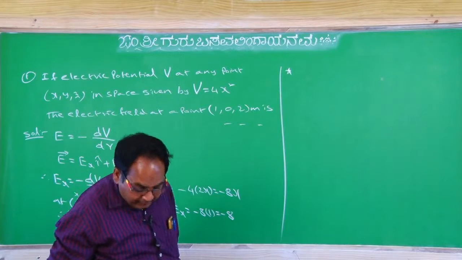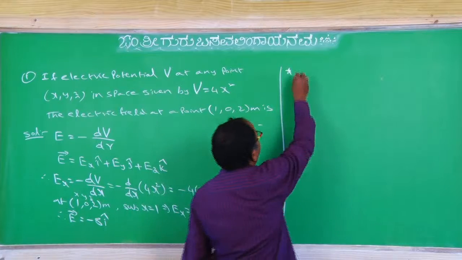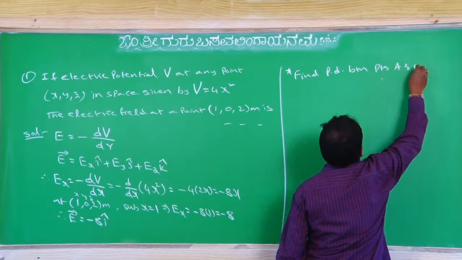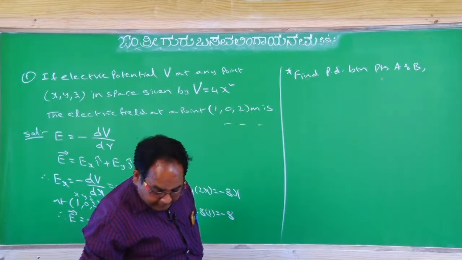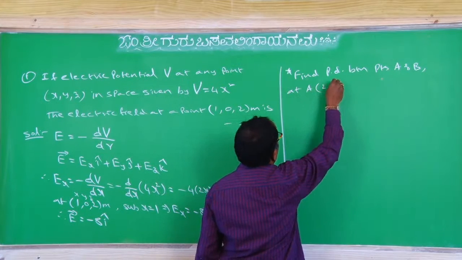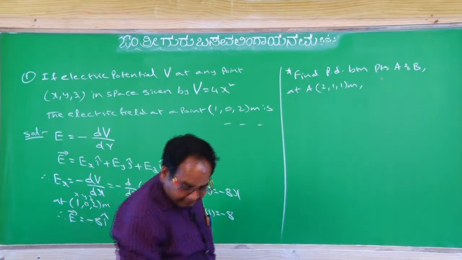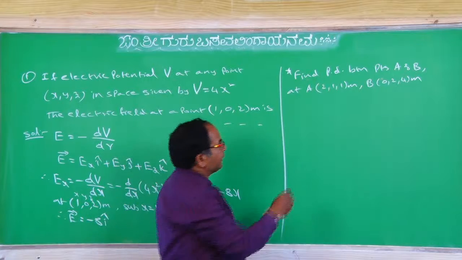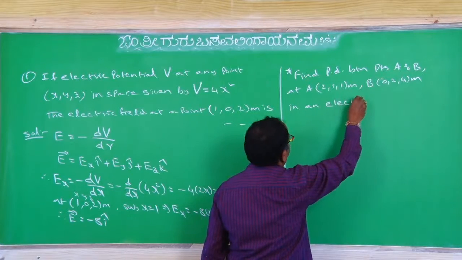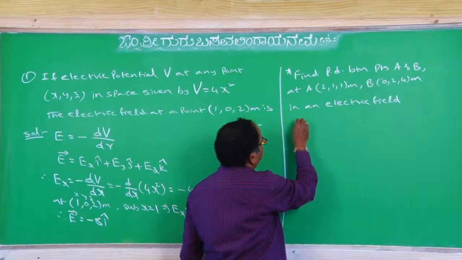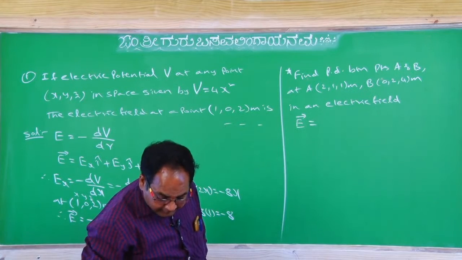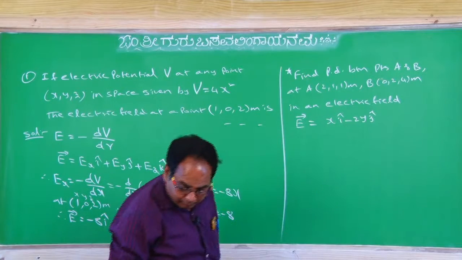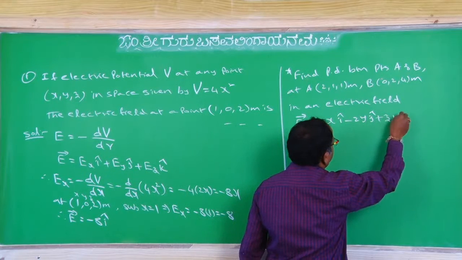Another one. Find the potential difference between points A and B, at A is 2 comma 1 comma 1 meter, and B is 0 comma 2 comma 4 meter, in an electric field E bar is equal to x i cap minus 2y j cap plus z k cap volt per meter.